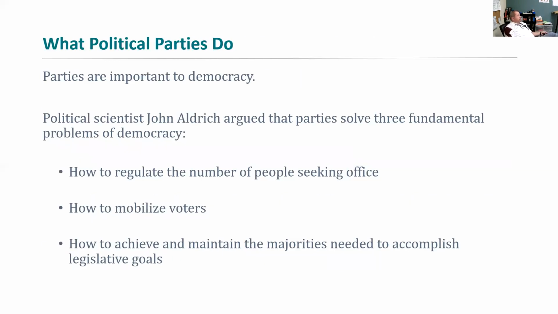What do parties do? Basically three things. They seek people to run for office, they try to mobilize voters, and then they try to accomplish their goals once they're in office, right? But all of this ultimately means that they try to win elections. Like that's their first concern. They've got to win elections. They've got to find people to run. They've got to get people to vote for them. And then once they do, then they're going to achieve their legislative goals.